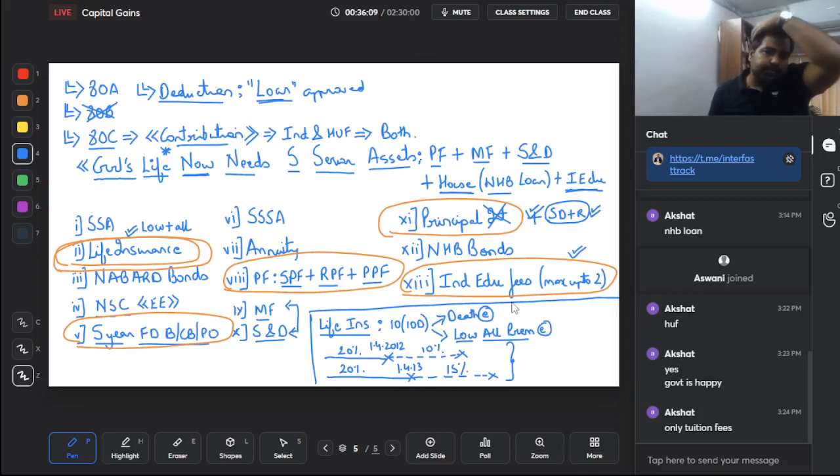And last guys, everyone's life is important, so you can pay life insurance premium not just for yourself but even for your spouse and even for your children, no matter how large or how independent they are. Yes, any children. So this is self, spouse and children.